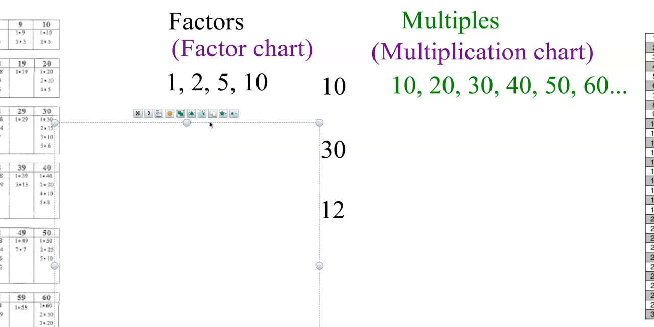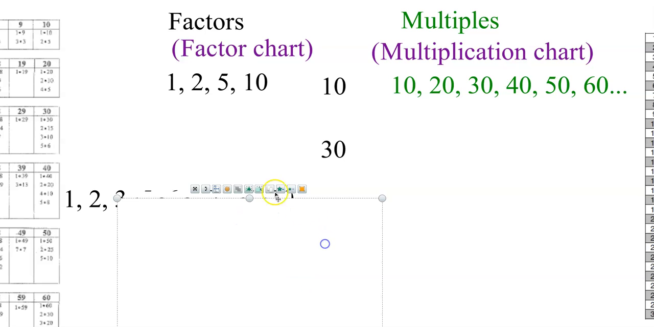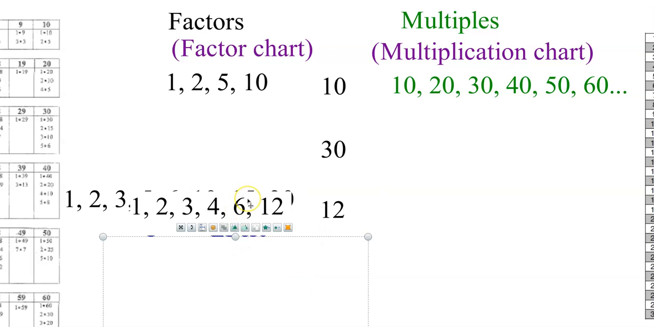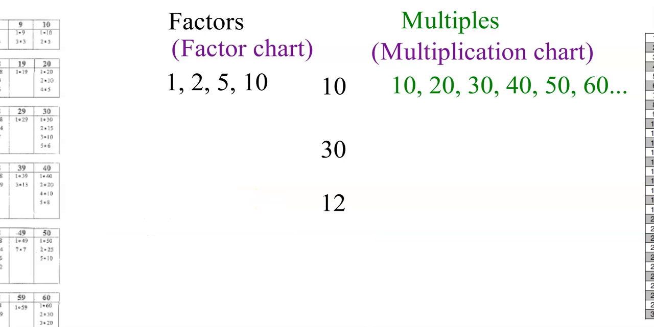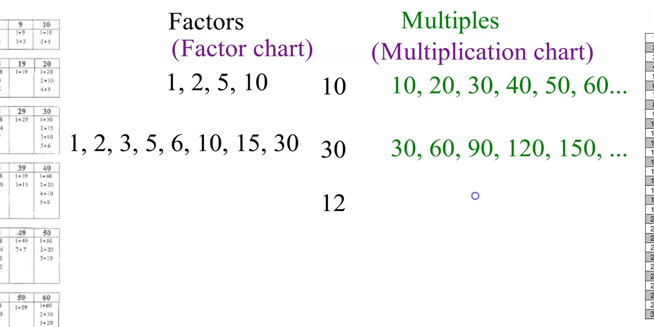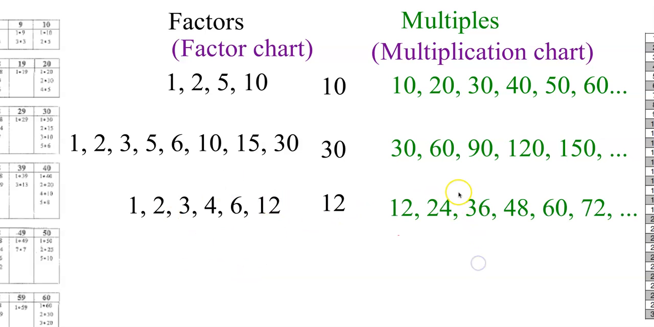And now let's look at 30. So if I keep going down this list and I show you the factors of 30, my box is getting a little messed up there. So when I show you my list of factors for 30, yes, there's quite a few, but when I show you the multiples of 30, again, it goes on forever. When I look at the factors of 12, there's a certain number, and the multiples of 12 go on forever.